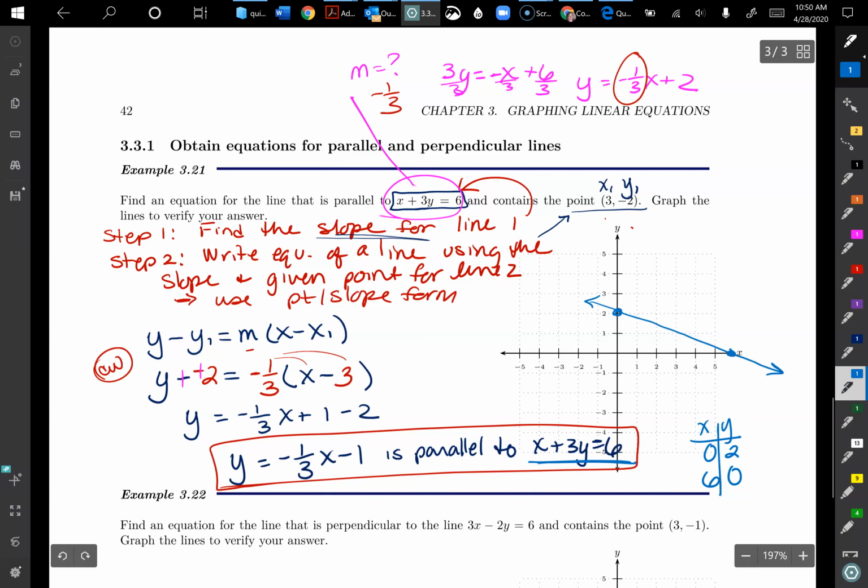Okay. This is just a verification, so we don't necessarily need to label up our plotted points and stuff. The other one is over here. I'm going to graph the second line that we found, negative 1/3 x minus 1. So I would start with minus 1 as my y-intercept. And then I'm going to go down 1/3.